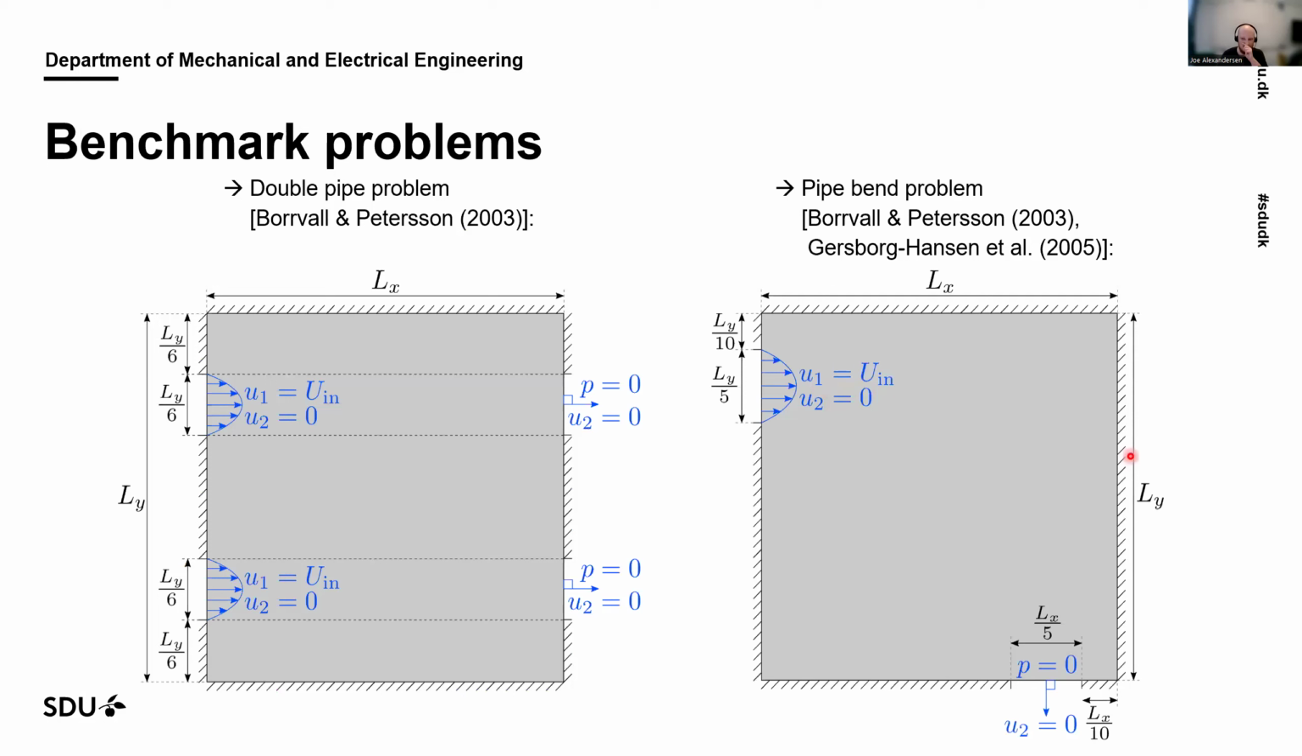Now, there are two default problems introduced in the code, and these come from these original two papers. We have the double pipe problem, where we have two inlets on the left, two on the right. We want to find the solution that minimizes the dissipated energy. The pipe bend is an inlet over here on the left and an outlet on the bottom.